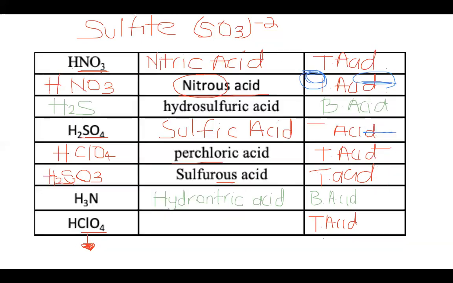So what I will do is the example that we have here at the bottom. So the name of this will be, with red because it's tertiary, perchloric acid. I hope that with this you get a little bit more understanding of how to name binary acids and tertiary acids.